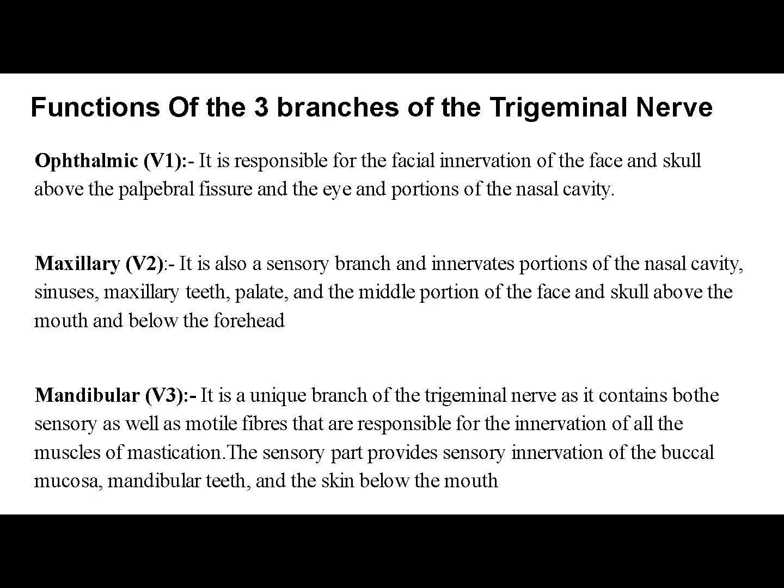The third branch that we'll be talking about is the mandibular nerve. It is a unique branch which, as it contains both sensory as well as motile fibers, it is responsible for the innervation of all the muscles of mastication, and the sensory part provides sensory innervation of the buccal mucosa, mandibular teeth, and the skin below the mouth.